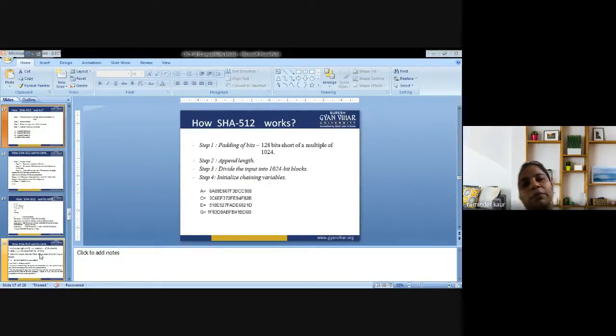First, we are supposed to pad the bits to 128 bits short of a multiple of 1024. Next, we are supposed to append the length. Third step is to divide the input into 1024-bit blocks. Fourth is to initialize the chaining variables. There are various descriptions given for various variables like A, C, E, G. So we are using registers and we are storing hexadecimal values in these registers. You can have a look at the values. Just note down the values.